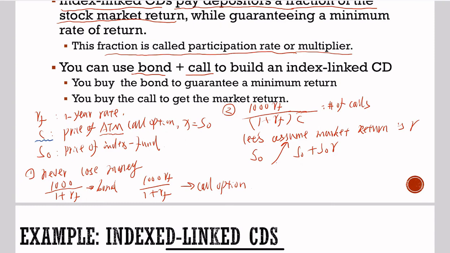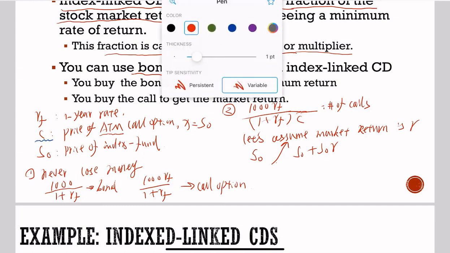Now, if the market index fund's price increased from S0 to S0 plus S0R, then what is the payoff from your call options? Remember, your call option is an at-the-money call option, and this call option has an exercise price of S0, right? We learned about this.